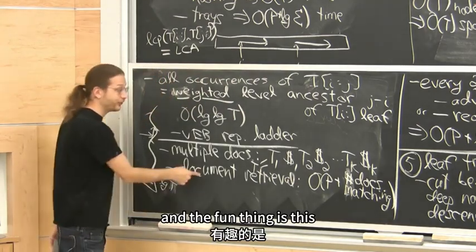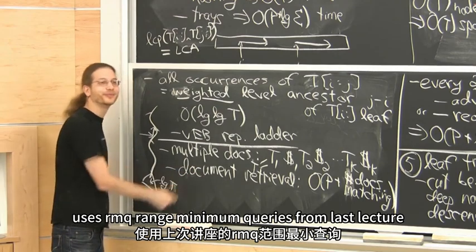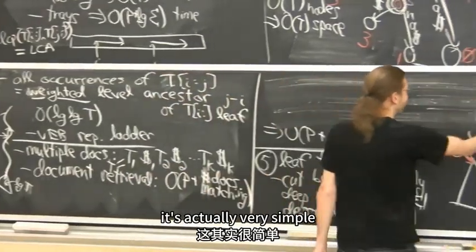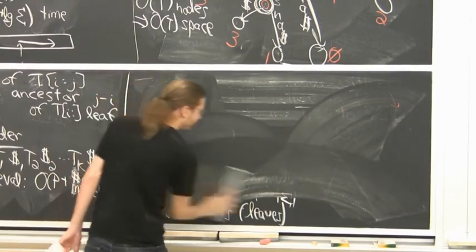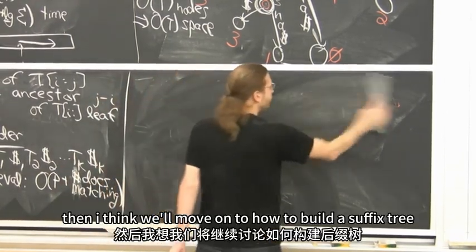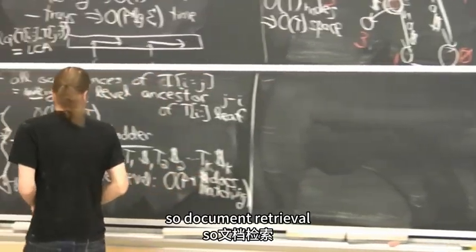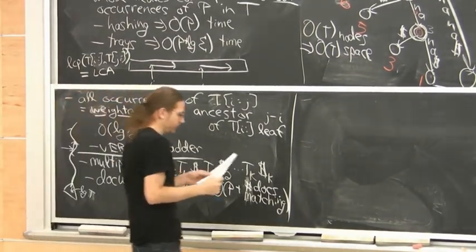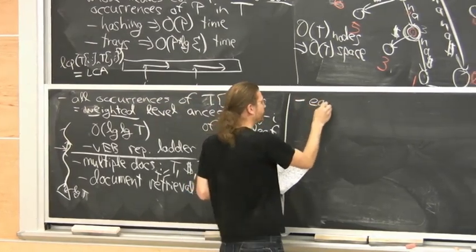And the fun thing is the solution to this data structure uses RMQ, range minimum queries, from last lecture. So let me tell you how it works. It's actually very simple. And then I think we'll move on to how to build a suffix tree. So document retrieval. Here's what we're going to do.